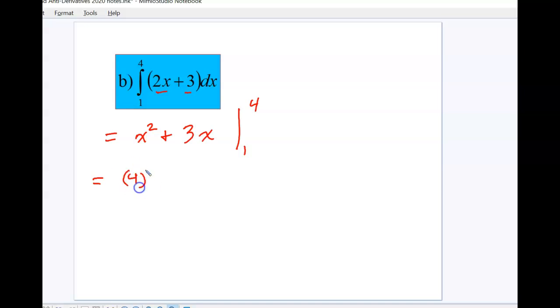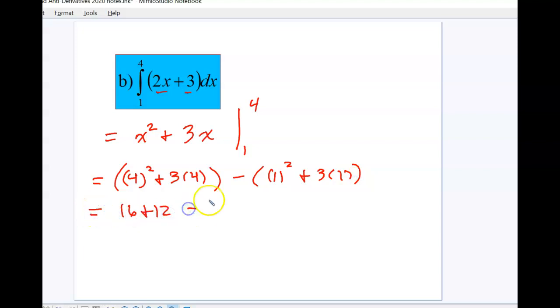So first things first, I plug in my upper limit of 4. And then I plug in my lower limit of 1, and I subtract the two. So 16 plus 12 minus 1 plus 3. So 28 minus 4. This area is going to be 24.